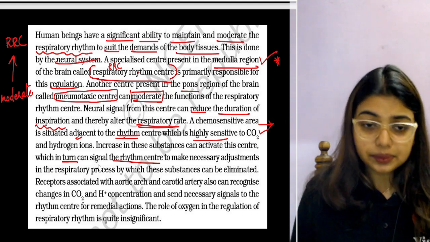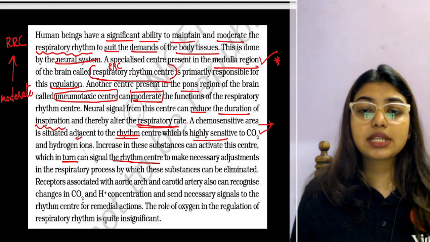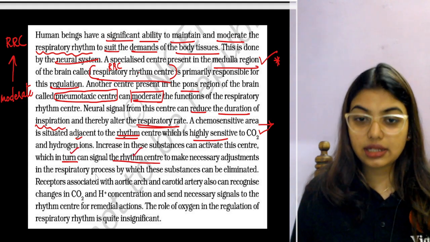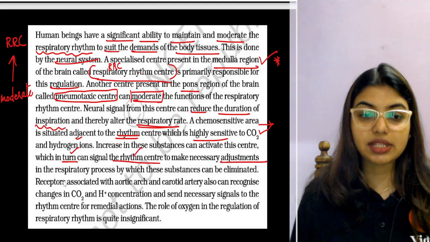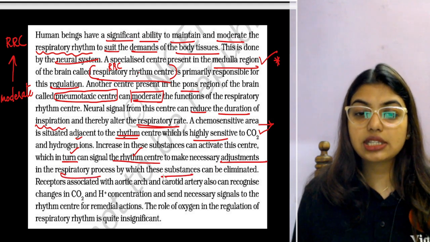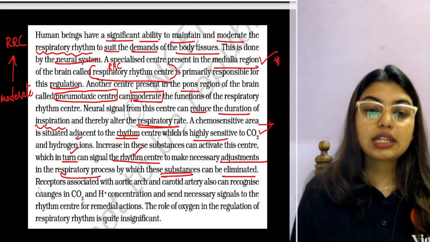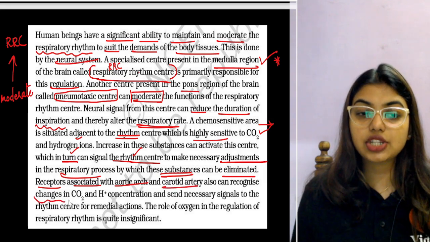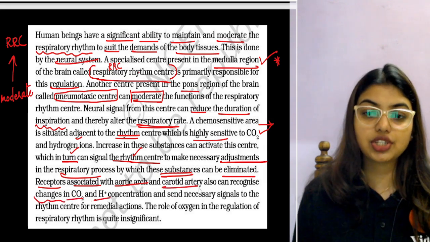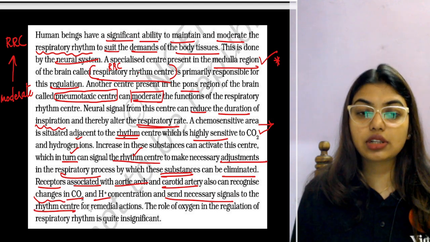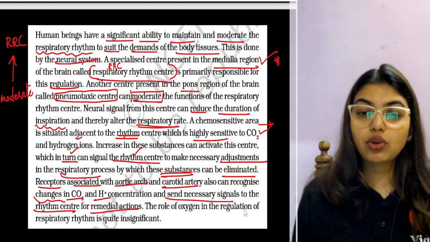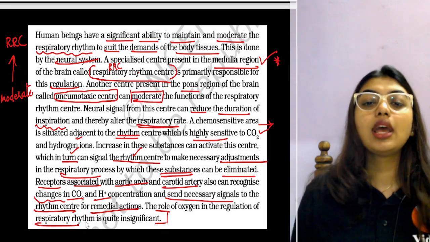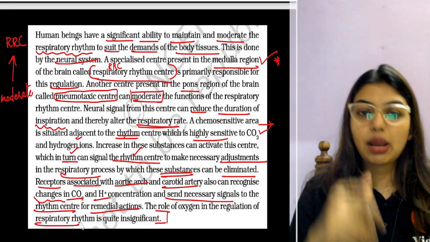Okay, so an increase in these substances can activate these centers, which in turn can signal the rhythm center to make necessary adjustments in the respiratory process by which these substances can be eliminated. Receptors associated with the aortic arch and carotid artery can also recognize changes in carbon dioxide and H plus concentration and send the necessary signal to the rhythm centers for remedial action. So the role of oxygen in regulation of the respiratory rhythm center is quite insignificant. Understood? The main job is done by carbon dioxide.